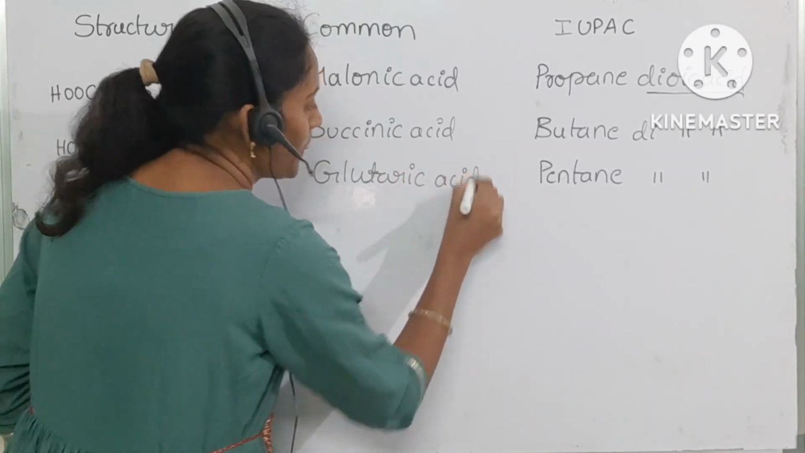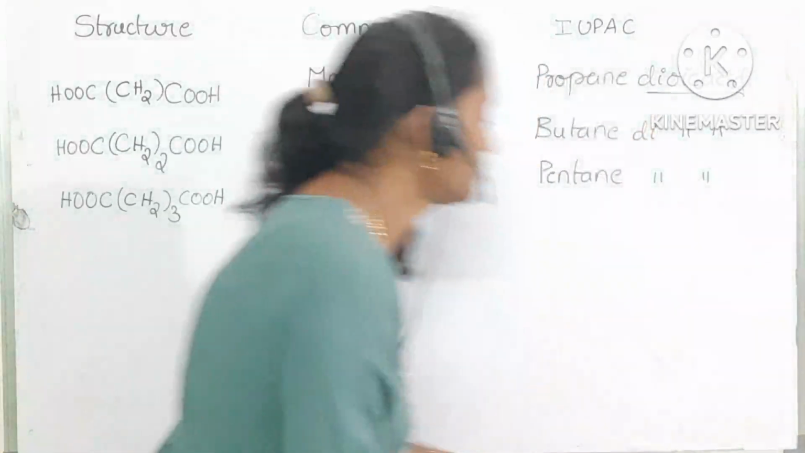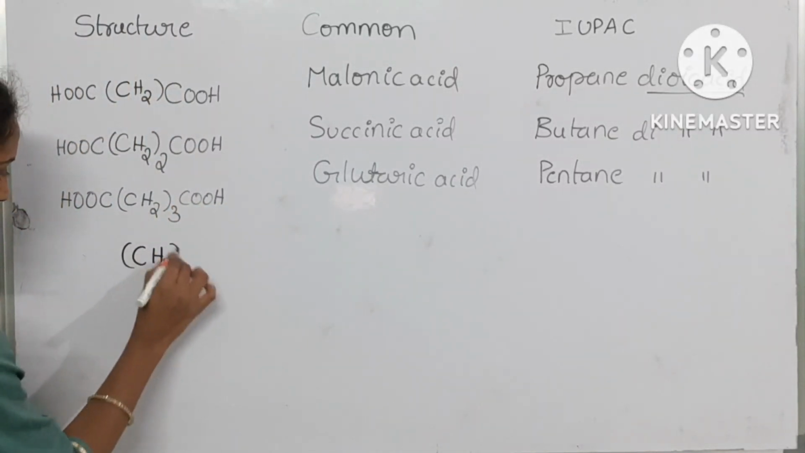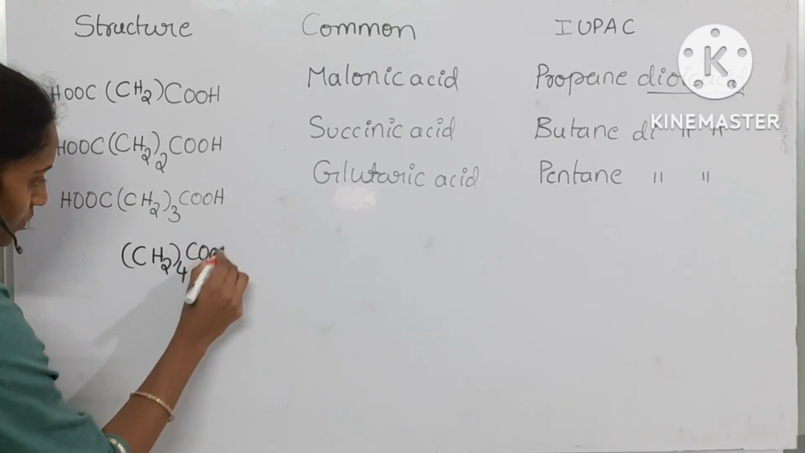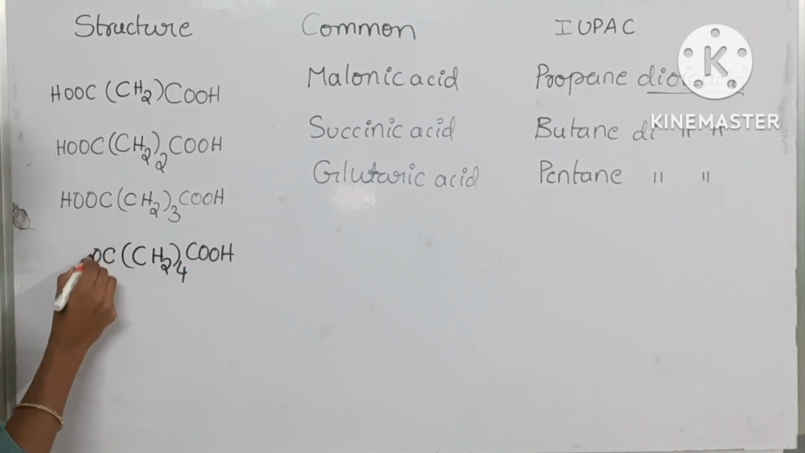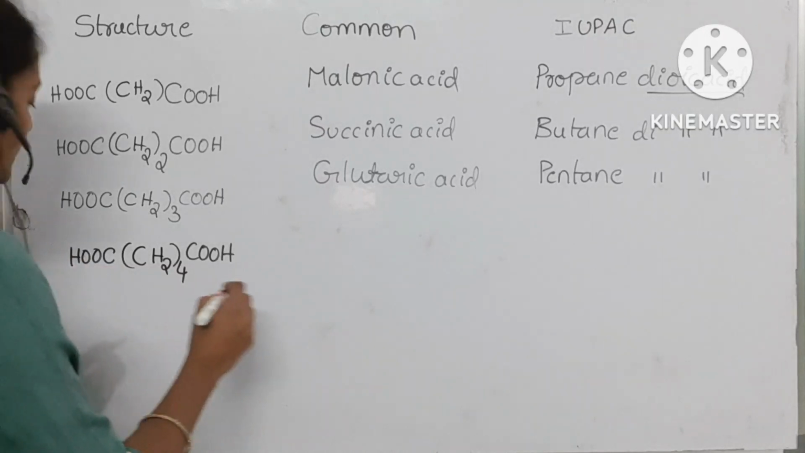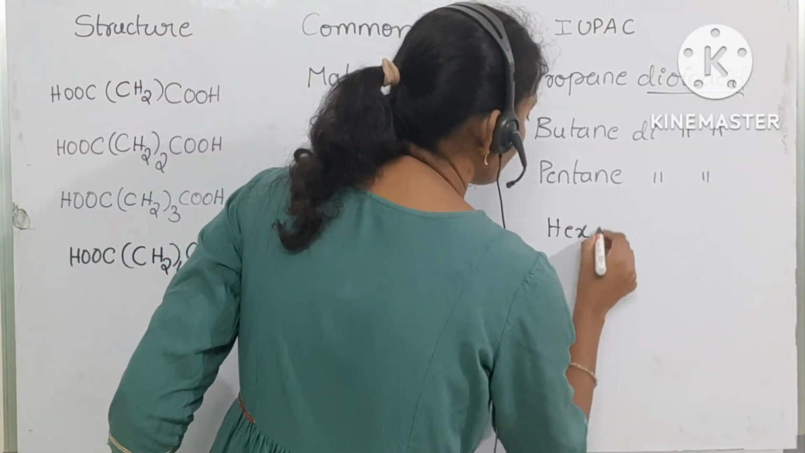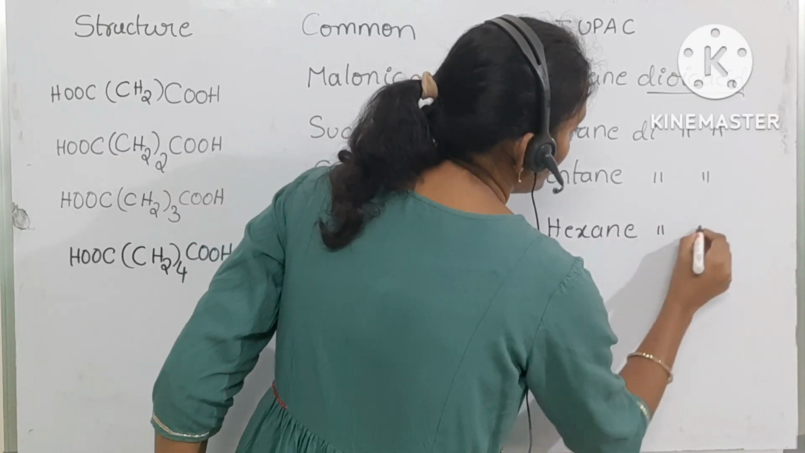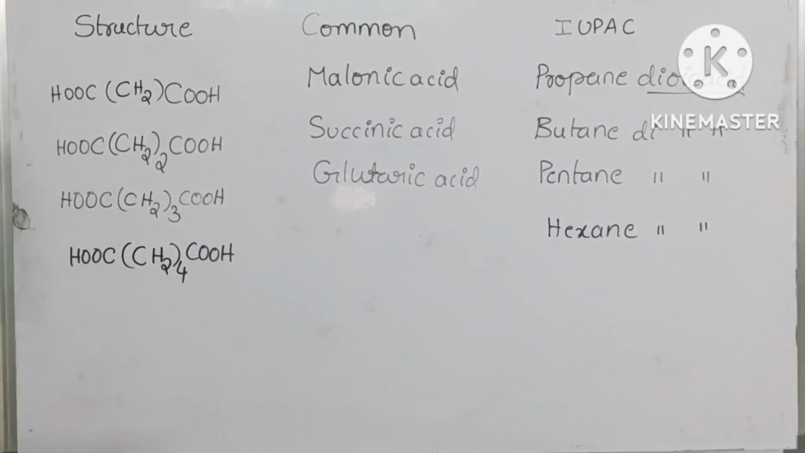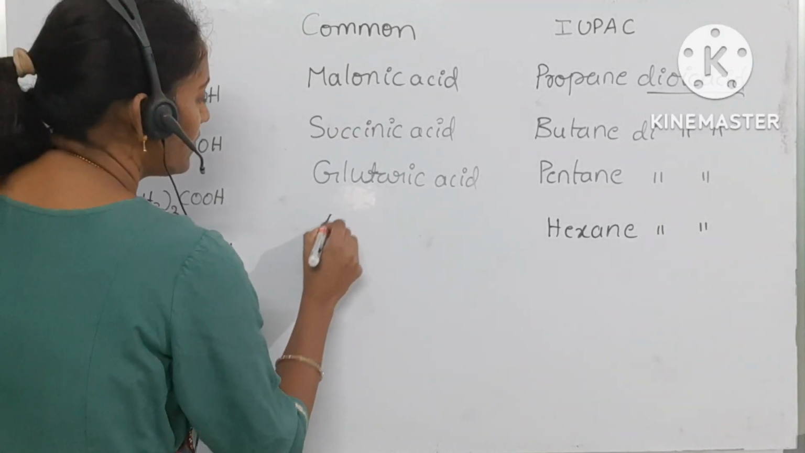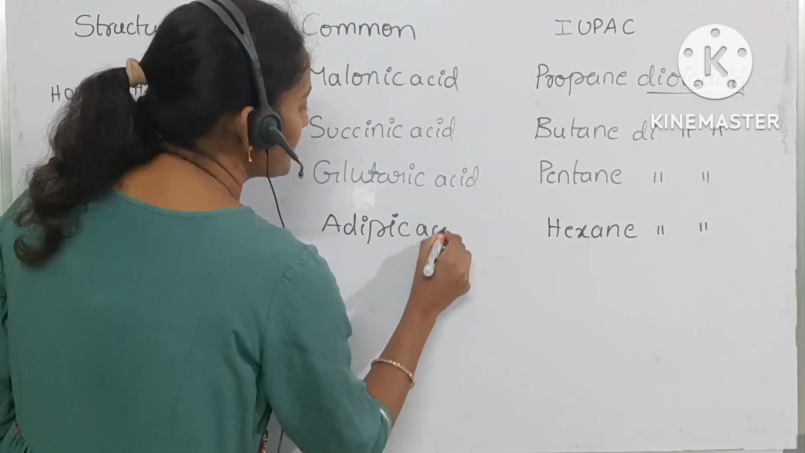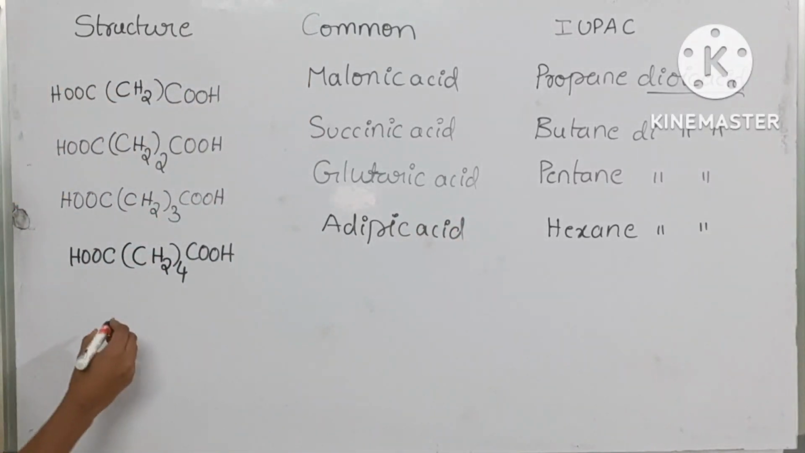And the next one is, if the structure is like this, CH2 taken 4 times, COOH. Its IUPAC name is hexane dioic acid, and its common name is adipic acid.